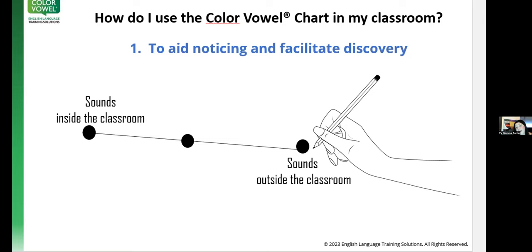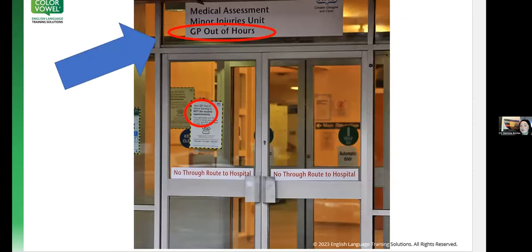But one of the things that I enjoy the most, and reflects this picture here, is using the chart to allow students to connect the dots between what's happening in the classroom and what they're hearing outside of the classroom. And I'm going to share with you a wonderful story that happened last year. I had a student in my class and we were working on the brown cow sound. We stopped for a minute to talk about it.